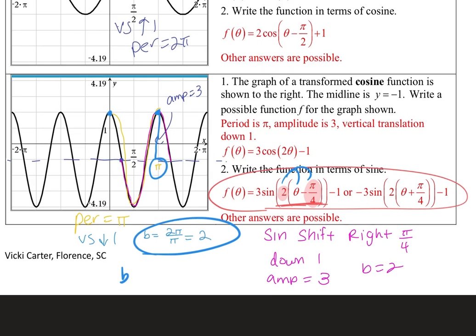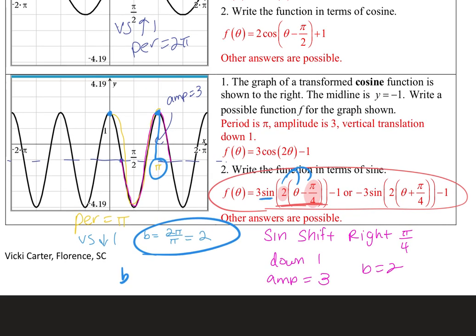Where did you get the minus pi over 4? Because there's a shift. This is if it's sine. If it's cosine, there is no shift, because it starts here, comes down, and goes back up again. But if you did sine, it has to start here, or it could come back here and start here. Either way, there's a shift forward or back. So it could have been plus pi over 4 too.